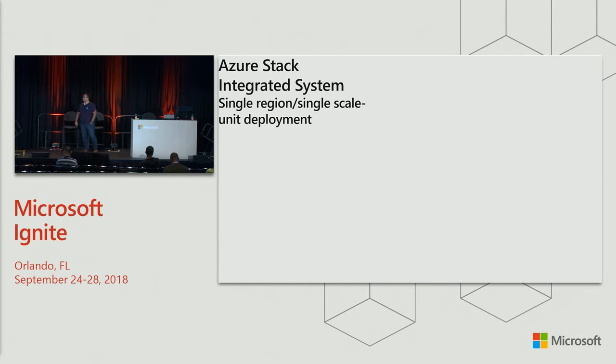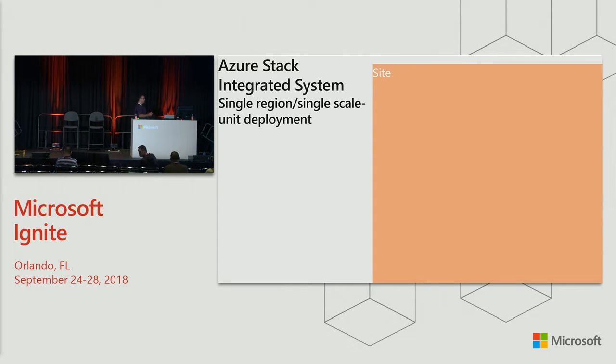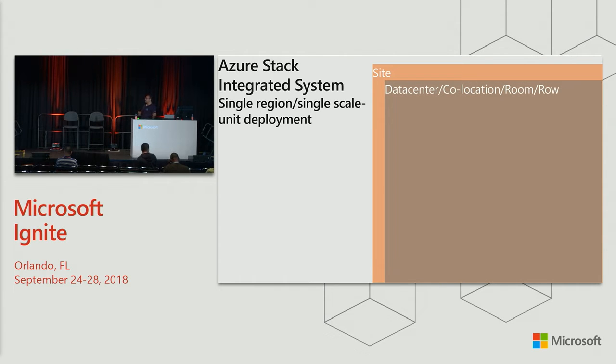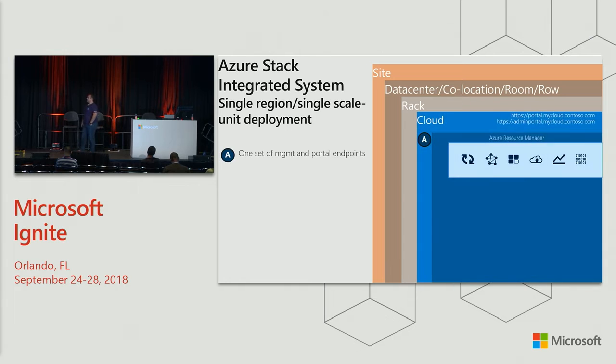Okay? So let's now merge the physical topology we went through and the logical topology in essentially one view. So we started with a site, and we talked about site-level disasters. So that's where scale units are deployed. You have a data center, co-location, room, row, some physical place where the rack will go. You have your rack where the scale unit will be deployed. This is the first, so the cloud now is the first logical construct inside of a rack. So for those that have Azure Stack today, your portal, your admin portal, that is the entry point for all of your operations, all of your users.